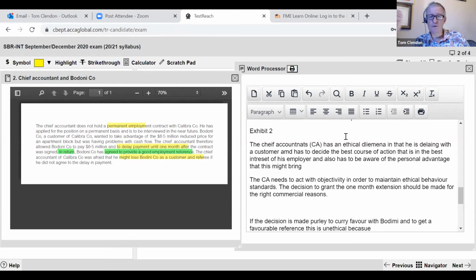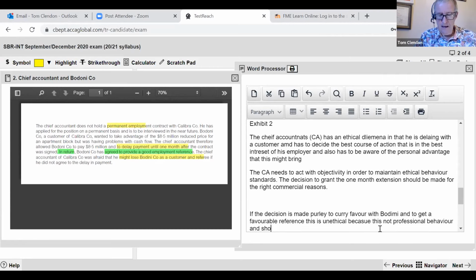Because, well, why? What would be the unethical thing about that? So that wouldn't be good professional behavior, would it? It would show a lack of integrity. Yeah. So we're tying it in because this would not be professional behavior, as has been mentioned on the chat, and show a lack of integrity. Yeah, it wouldn't be the honest thing to do.